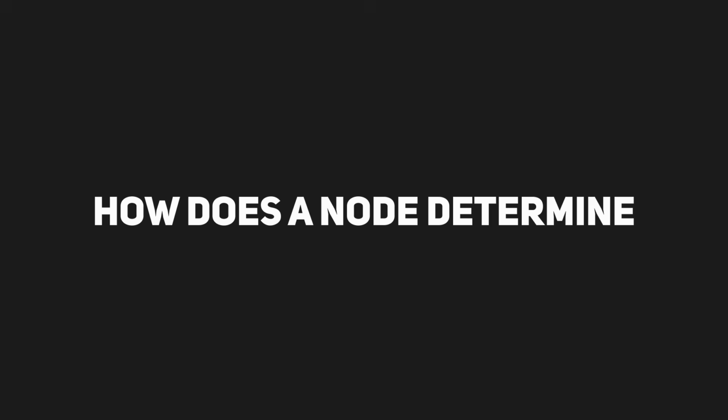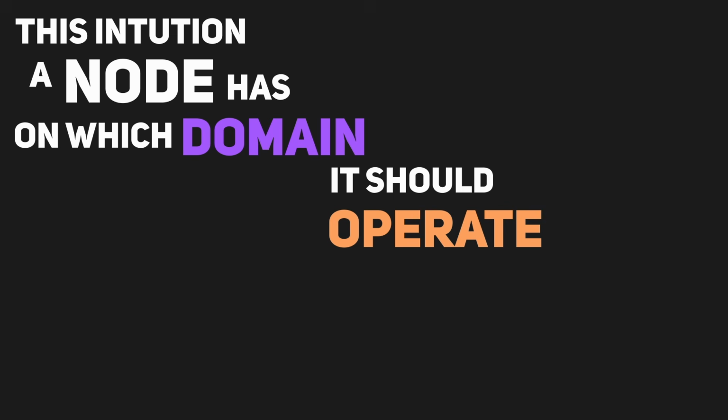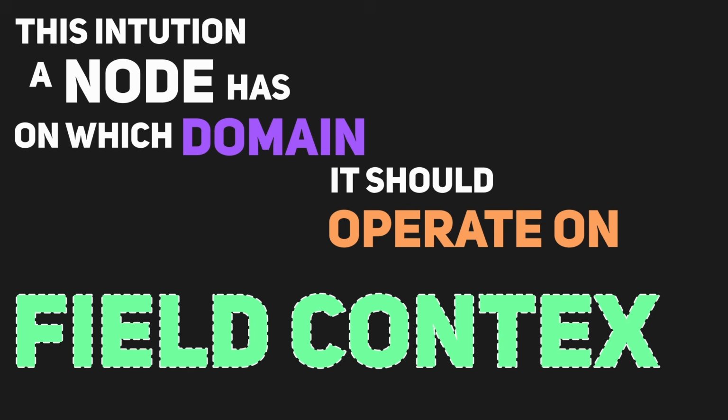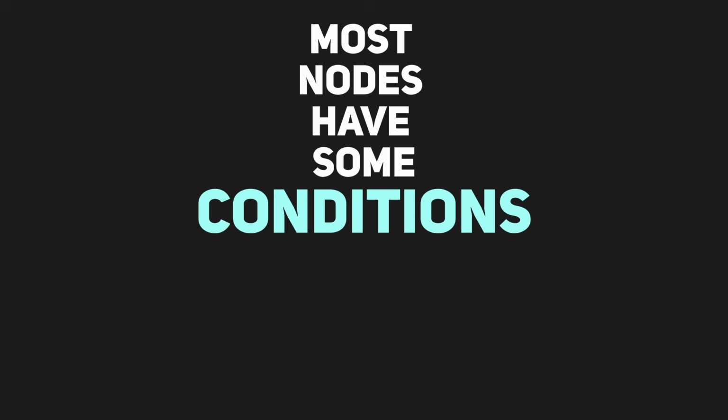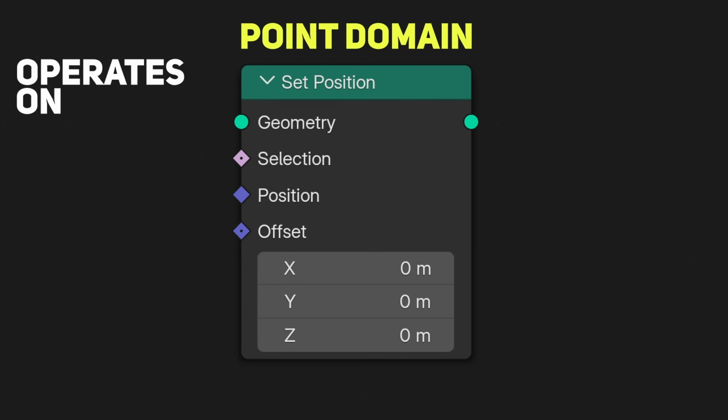How does a node determine which attribute of which domain the node should operate on? Well, that's where the tricky part comes in. This intuition a node has on which domain it should operate on is called field context. What is field context? Most nodes have some conditions associated with them. Like for example, take the set position node. This node's condition is that it operates on point domain by default.